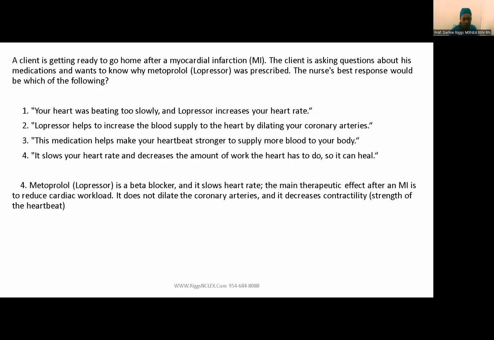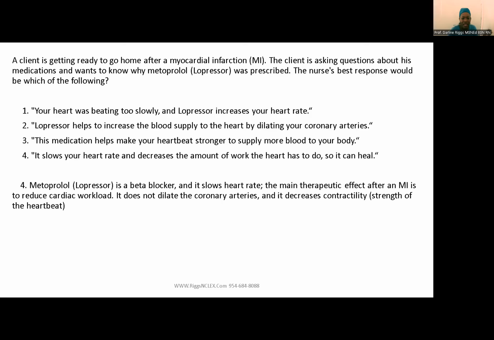All right, so hopefully you went with 4. Let's go over that. It's going to slow your heart rate and decrease the amount of work the heart has to do so it can heal. That's a layman's term way of letting the client know how metoprolol works. We just talked about it being a beta blocker. We talked about it lowering the blood pressure and working on the heart rate, my little less than sign. By the way, if you're not familiar with those, I should have mentioned that. To the left is less than, to the right is greater than, okay? So the main therapeutic effect in an MI is to reduce cardiac workload. So this would be great for these clients, okay?